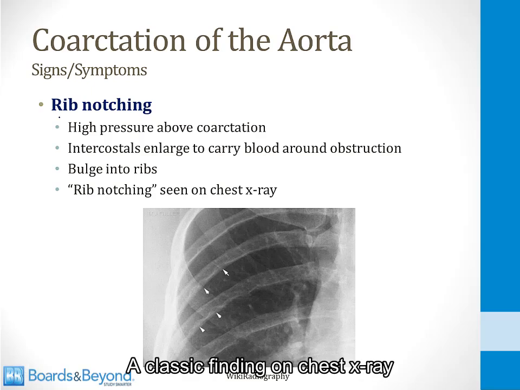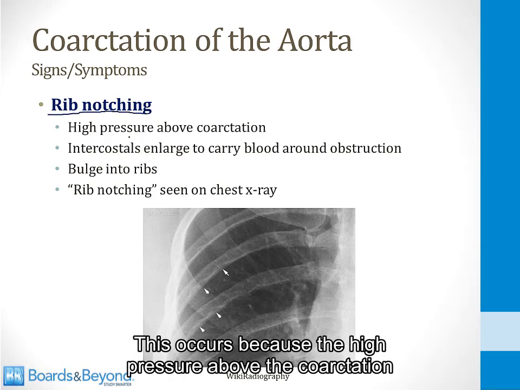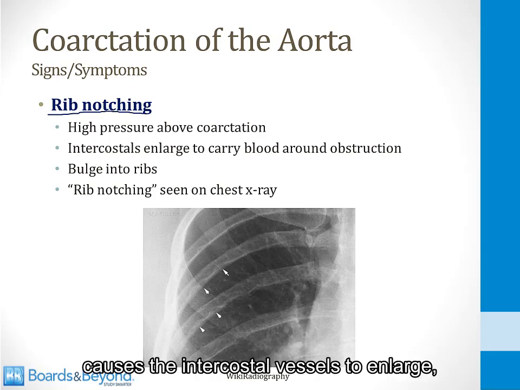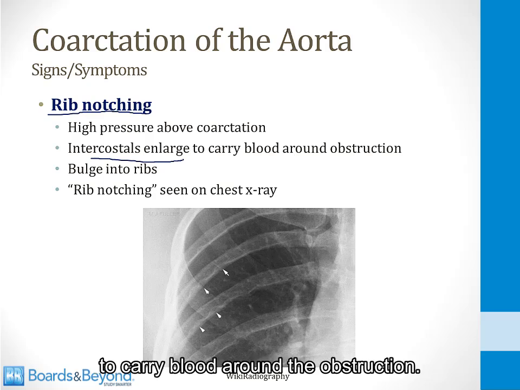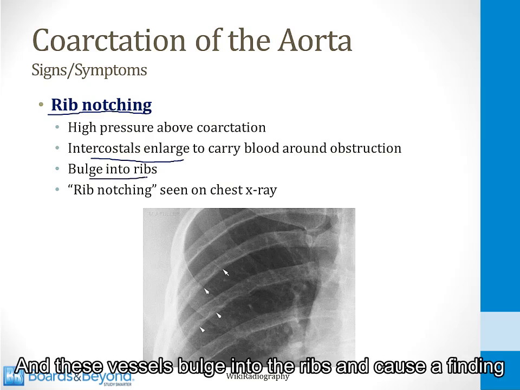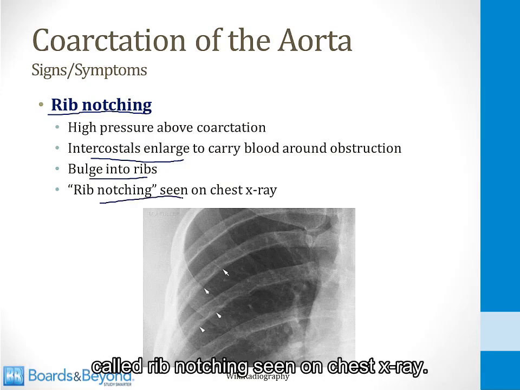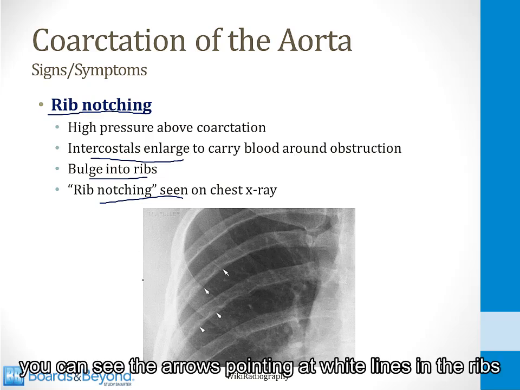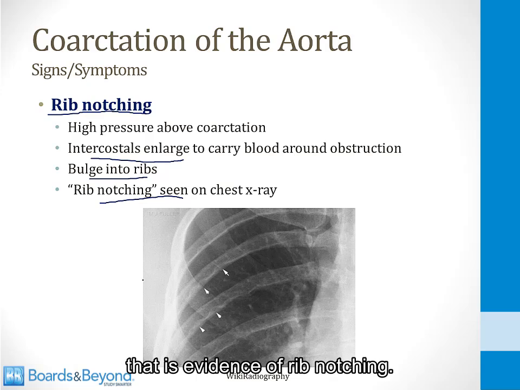A classic finding on chest X-ray in coarctation is rib notching. This occurs because the high pressure above the coarctation causes the intercostal vessels to enlarge to carry blood around the obstruction, and these vessels bulge into the ribs and cause a finding called rib notching seen on chest X-ray. If you look at this picture on the screen, you can see the arrows pointing at white lines in the ribs. That is evidence of rib notching.